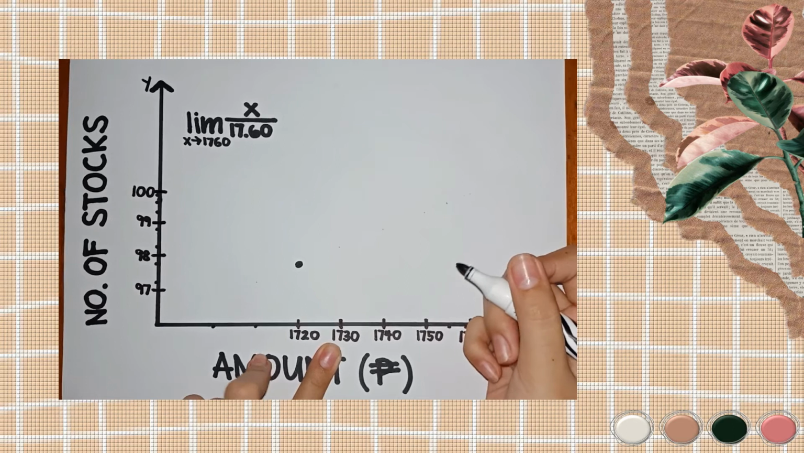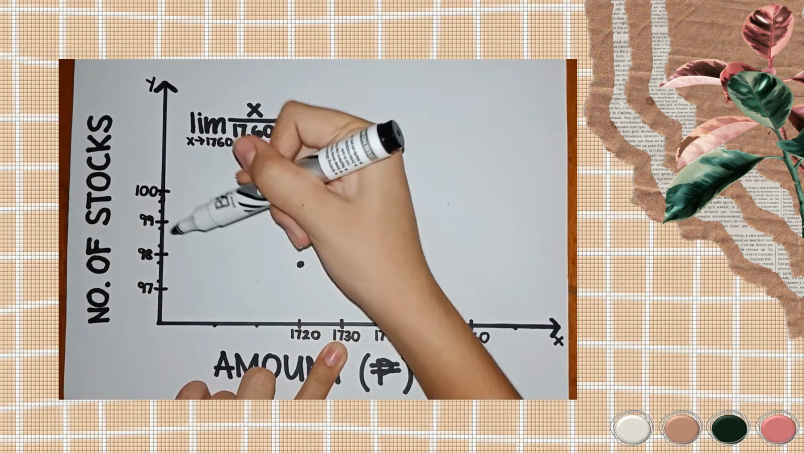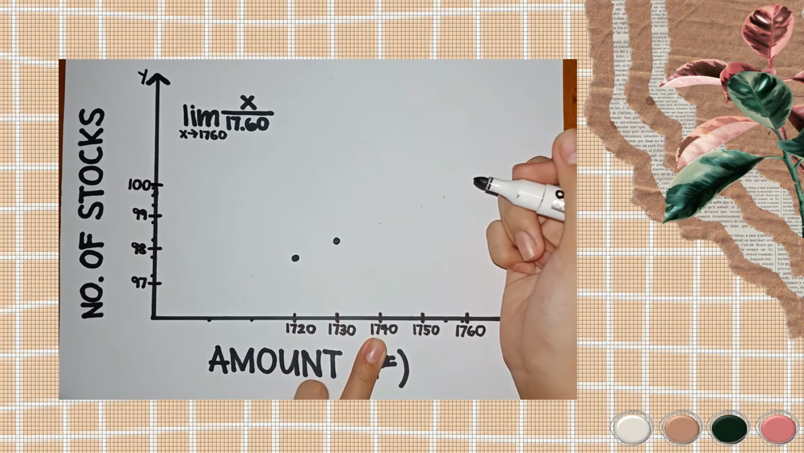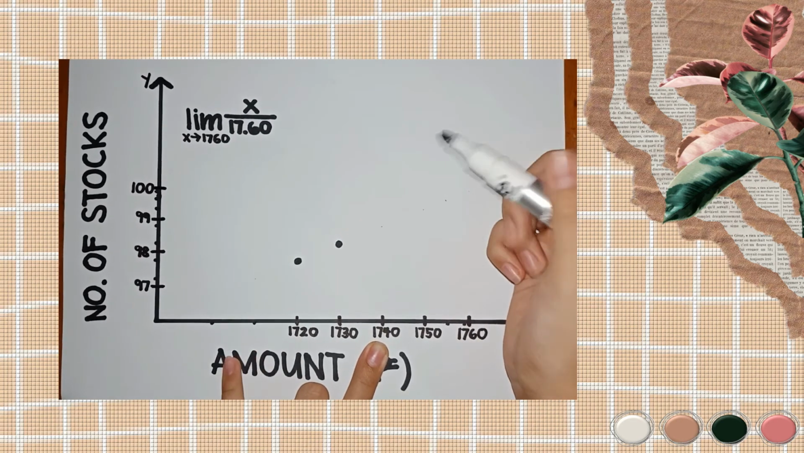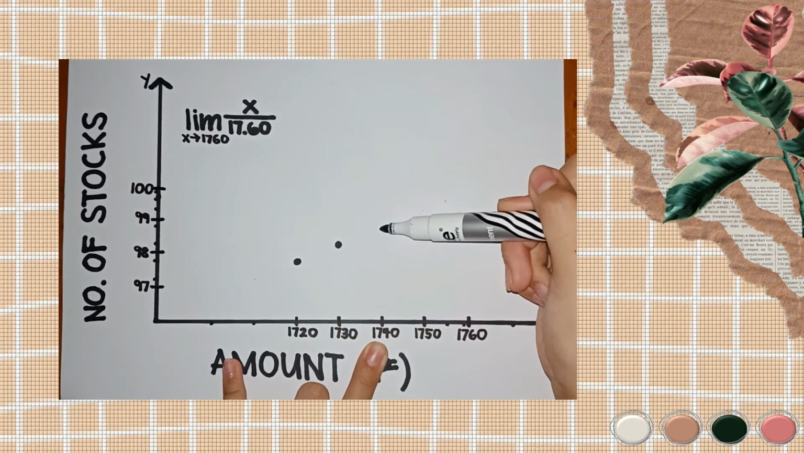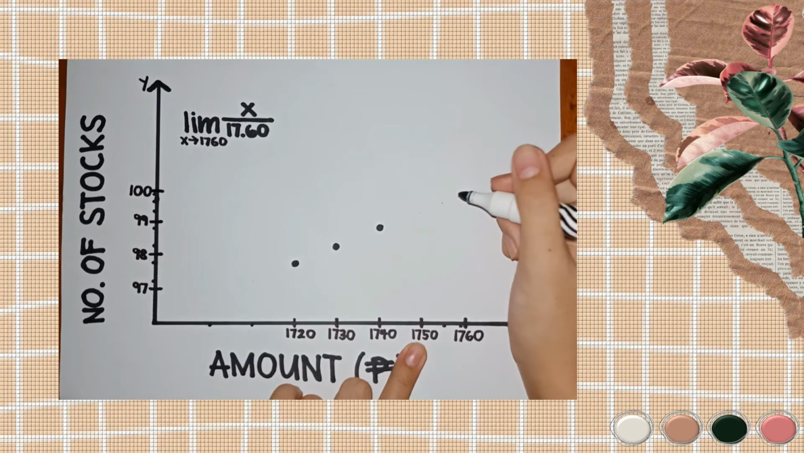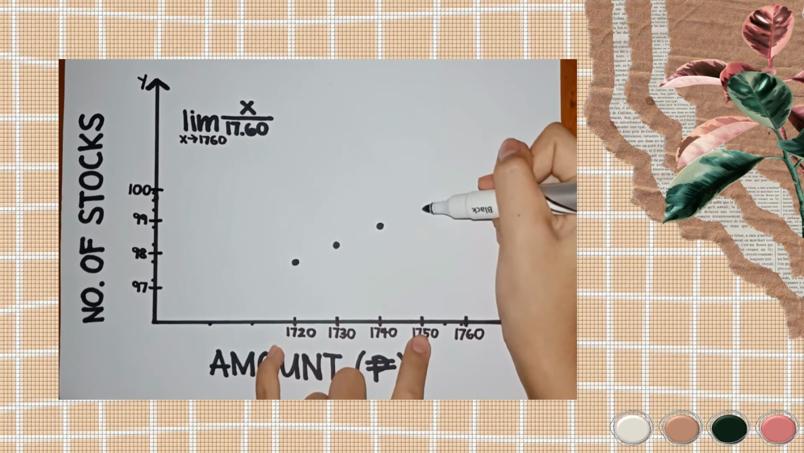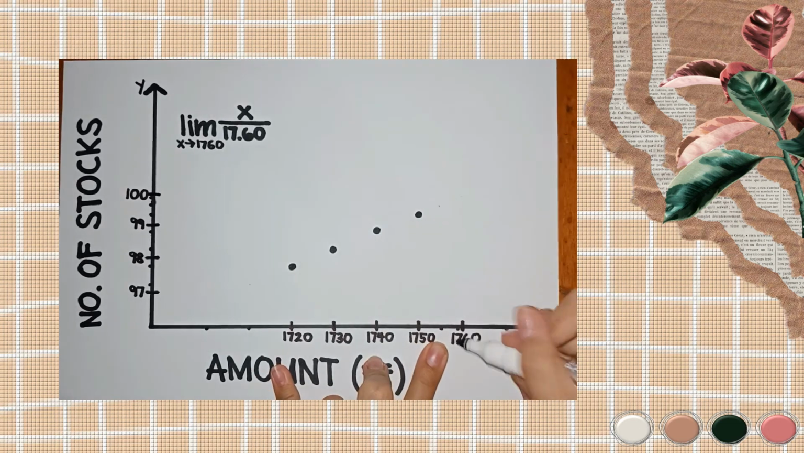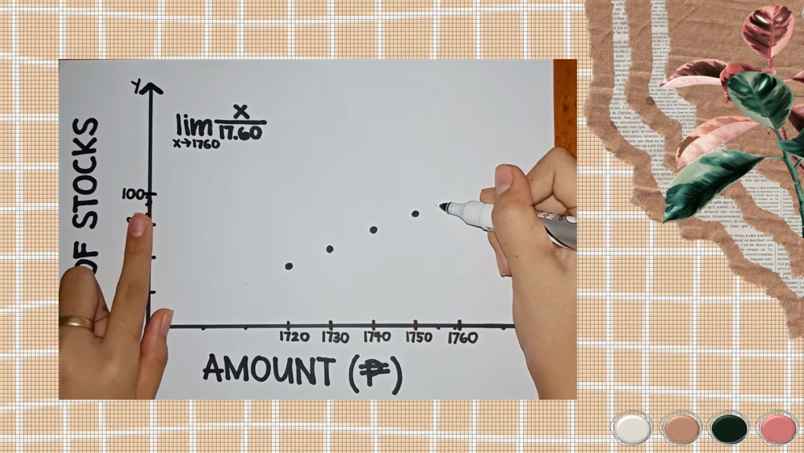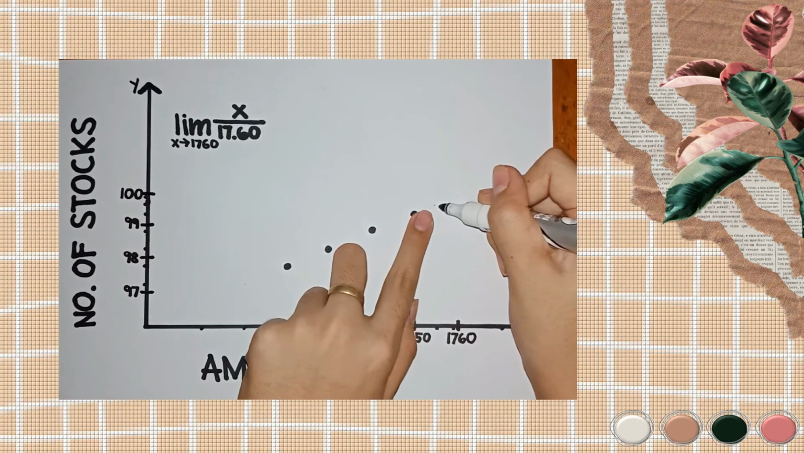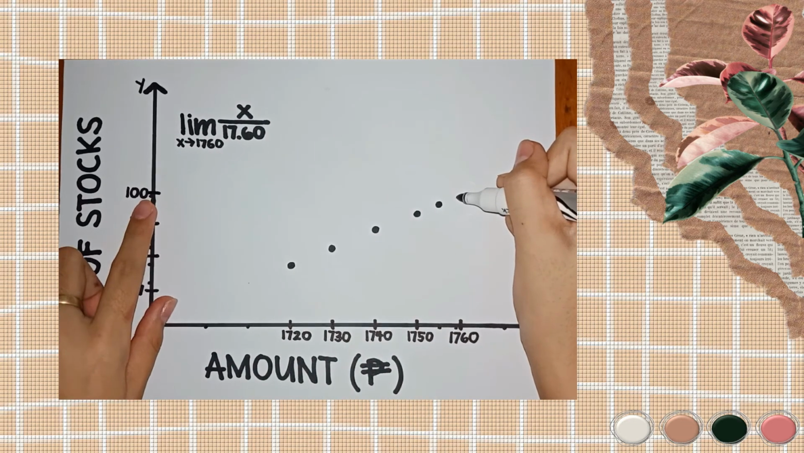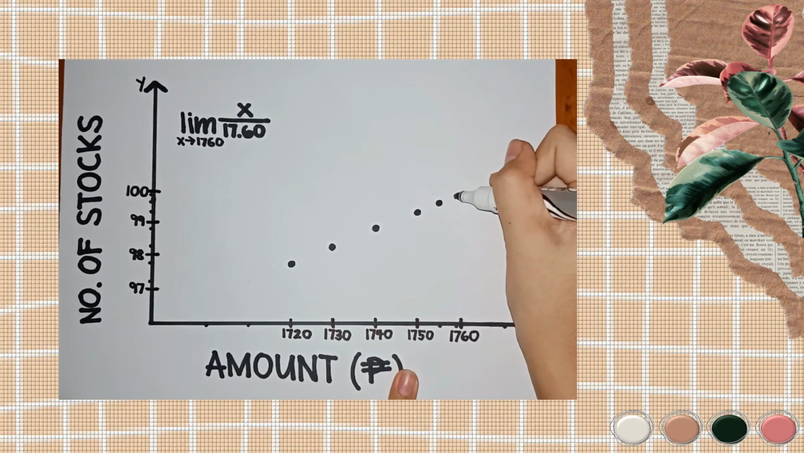In 1,730, we have 98.30 that is in here between 98 and 99. In 1,740, we have 98.86, also here between 98 and 99 but closer to 99. In 1,750, we have 99.43 which is here quite in the middle of 99 and 100. In 1,755, we have 99.72 between 99 and 100 that is closer to 100. And lastly, in 1,759, we have 99.94 that is much closer to 100 compared to the previous one.